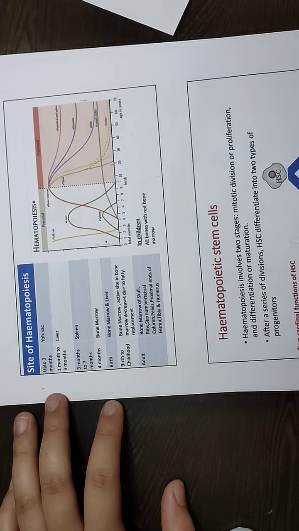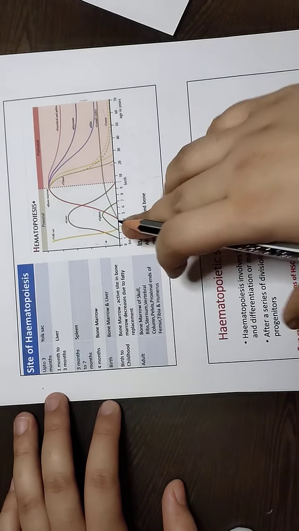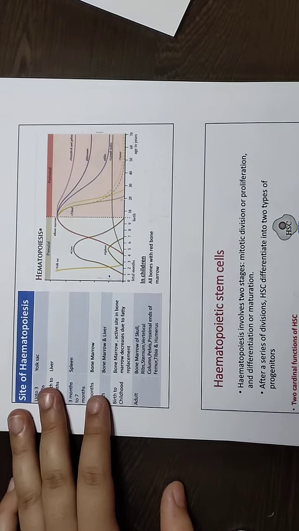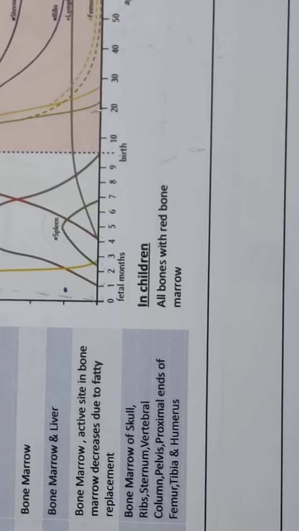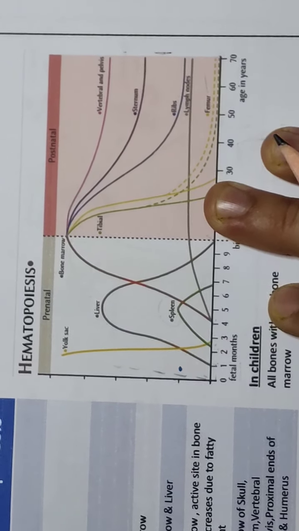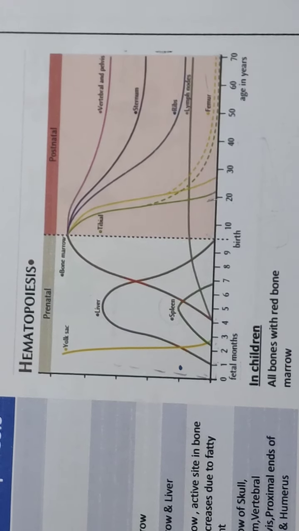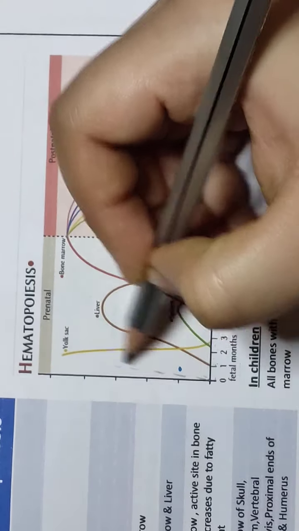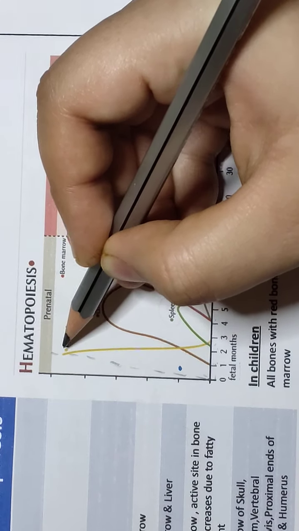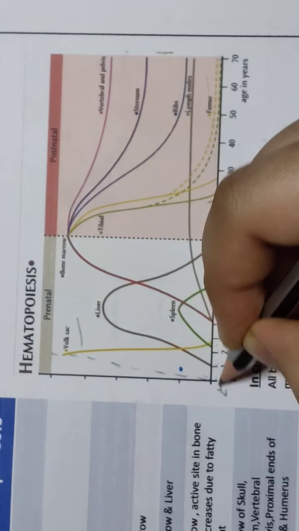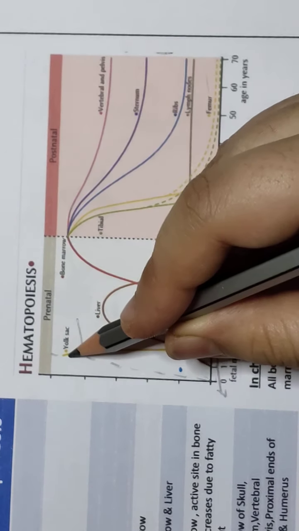Now, as I said, we will be looking at a graph of haematopoiesis to understand much clearer. Coming to this chart, what does this chart mean? See, as I had already mentioned, from when the baby is born up to 3 months is the yolk sac. From here to 3 months is the yolk sac.